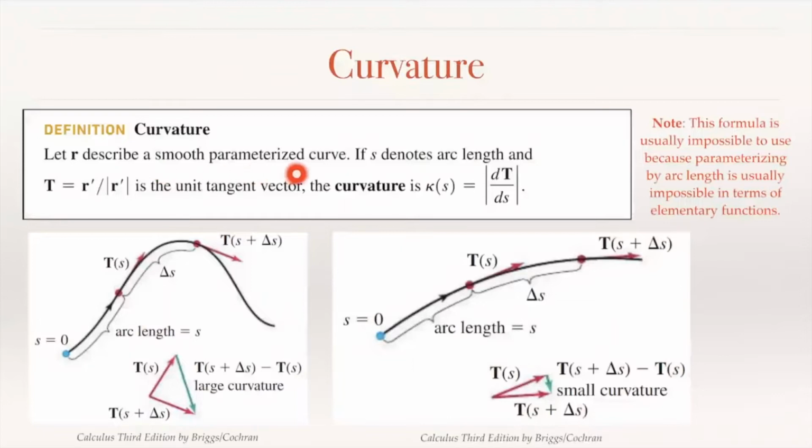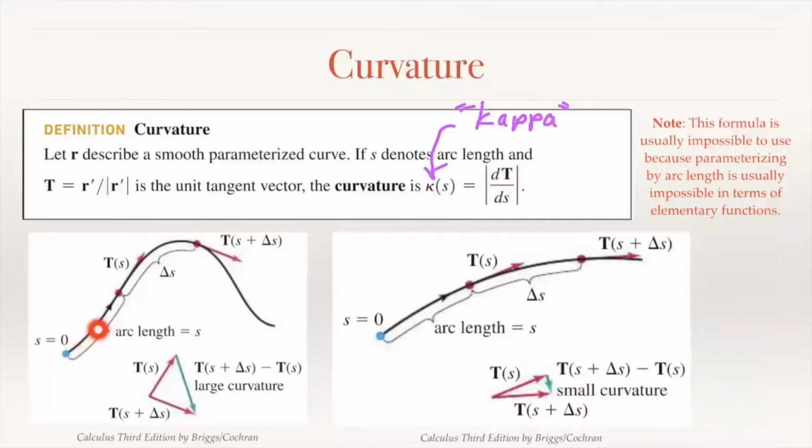So r describes a smooth parameterized space curve. s denotes the arc length, and T is the unit tangent vector. Then the curvature, which we use kappa for, that guy is the Greek letter kappa, is the magnitude of dT/ds, where T is the unit tangent vector. So here's an illustration.